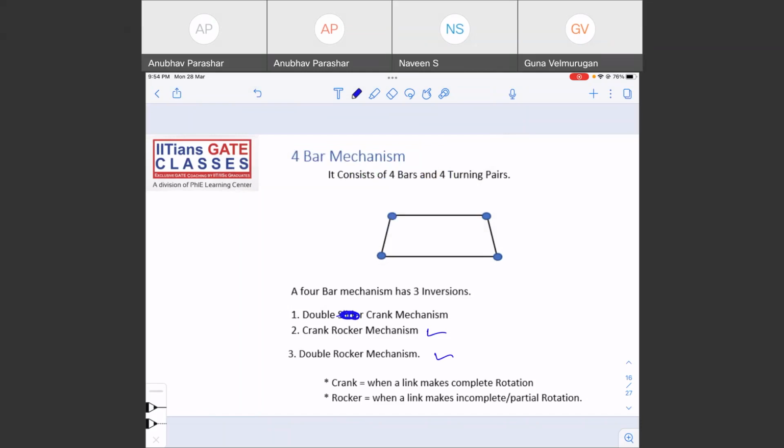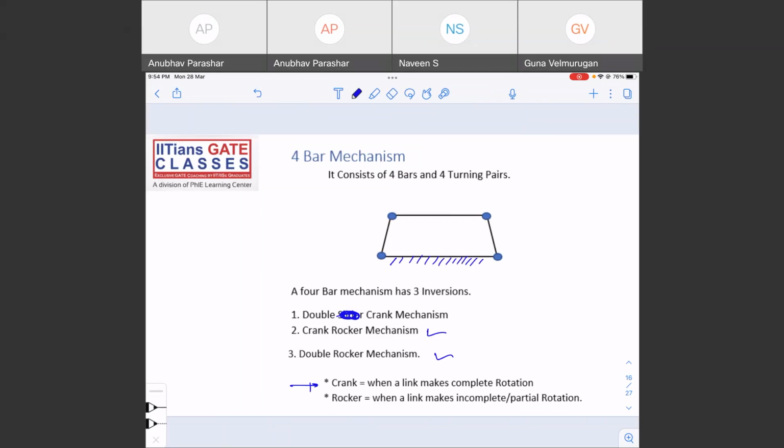So what does it mean? What does a crank or rocker mean? Crank means when a link is capable of making complete rotation. When a link is capable of making complete rotation, it is called crank. When a link is capable of making only partial rotation, it is called rocker.